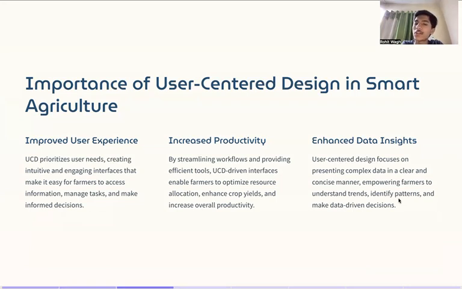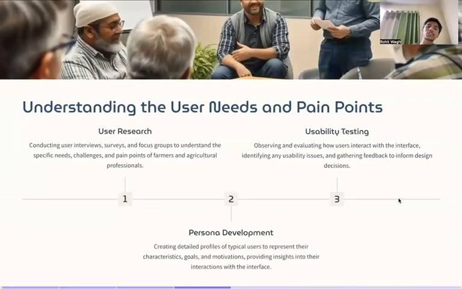Next is enhanced data insights. User-centered design focuses on presenting complex data in a clear and concise manner, empowering farmers to understand trends, identify patterns, and make data-driven decisions. Next is understanding the user needs and pain points. First we will see user research, in which conducting user interviews, surveys, and focus groups to understand the specific needs, challenges, and pain points of farmers and agriculture professionals.